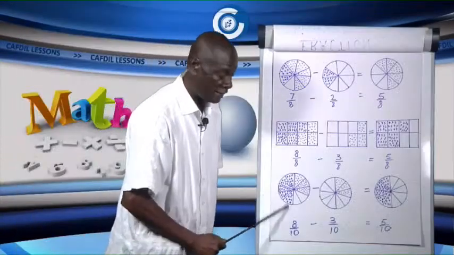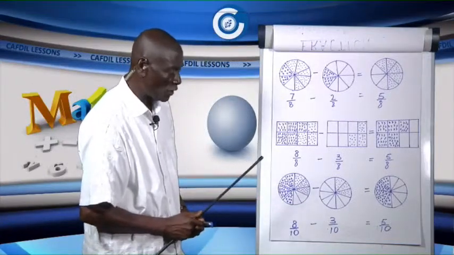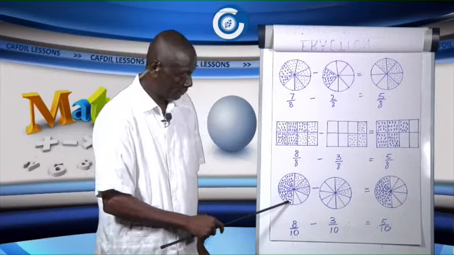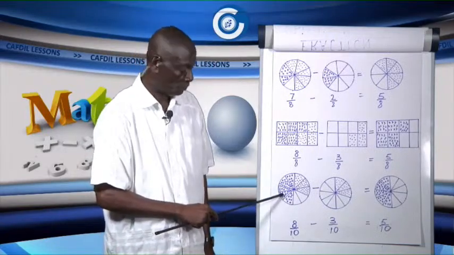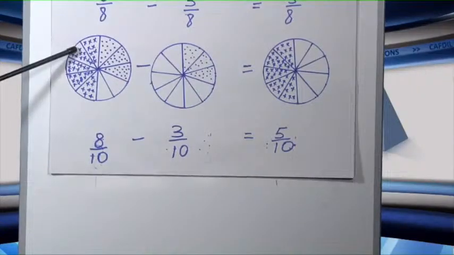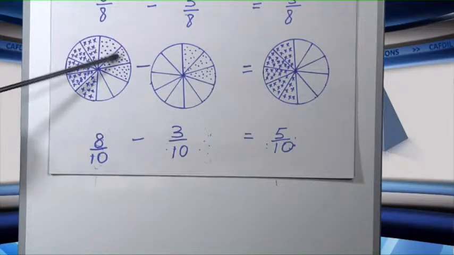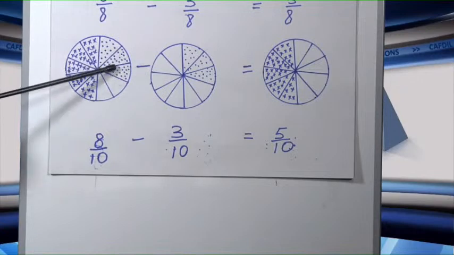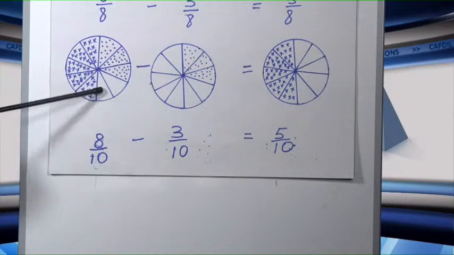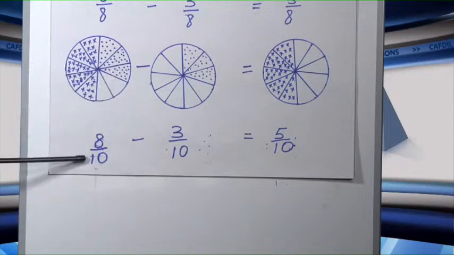Good. Let's look at this circle. How many parts do you see inside? Let us count. 1, 2, 3, 4, 5, 6, 7, 8, 9, and 10. So how many parts do we have in all this circle? 10 parts.